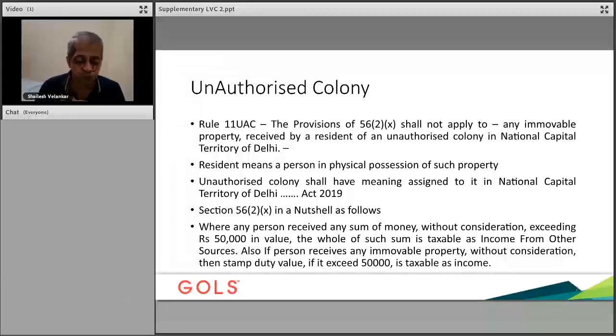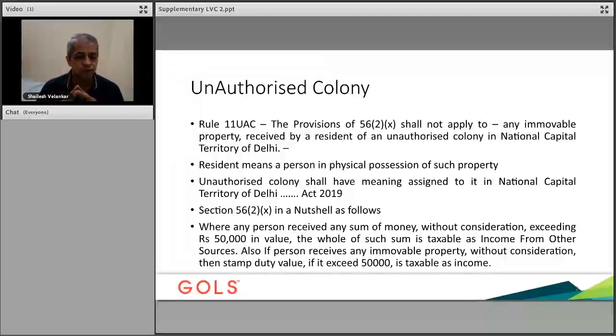Let us come to unauthorized colony. Okay. Now you can read this provision, Rule 11 UAC, and you will come to know that this term is very peculiar, unauthorized colony. When I heard it for the first time, I was myself kind of like, unauthorized colony. The word unauthorized itself surprises you, takes you aback with surprise. So I just went deeper into it.